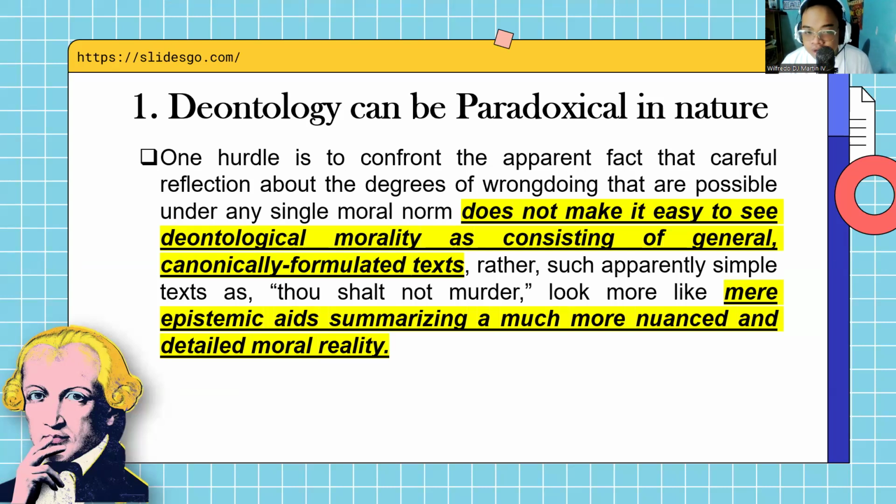One hurdle is to confront the apparent fact that careful reflection about the degrees of wrongdoing that are possible under any single norm does not make it easy to see the deontological morality as consisting of general, canonically formulated texts. Rather, such apparently simple texts such as "Thou shalt not murder" look more like mere epistemic aids summarizing a much more nuanced and detailed moral reality.